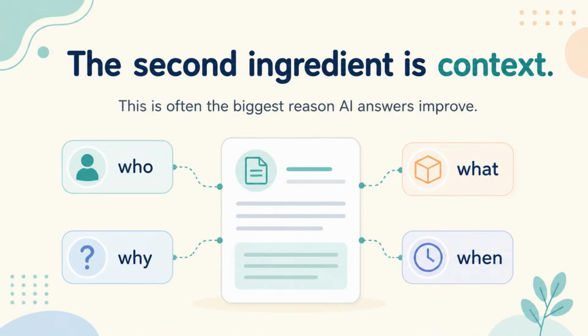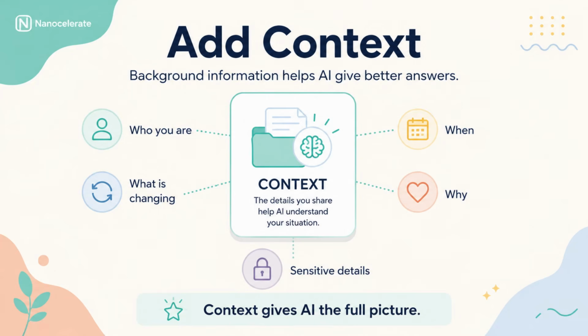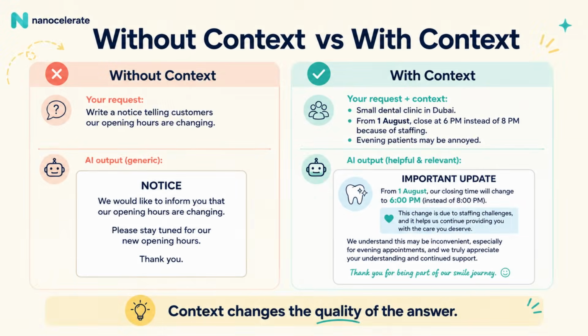The second ingredient is context, and this is often the biggest reason AI answers improve. Context is the background information AI needs before it can give you a useful answer. Let us continue with the same example. If you only say, write a notice telling customers our opening hours are changing, AI can write something, but it may sound very general. Now, let us add context.